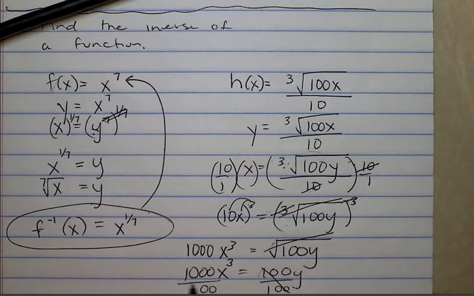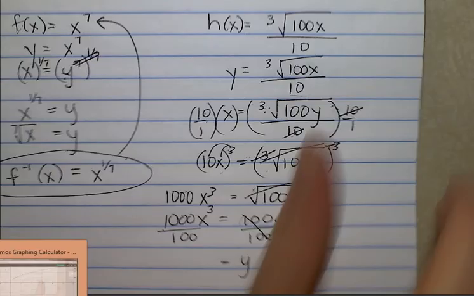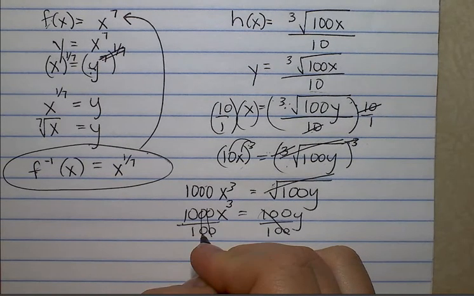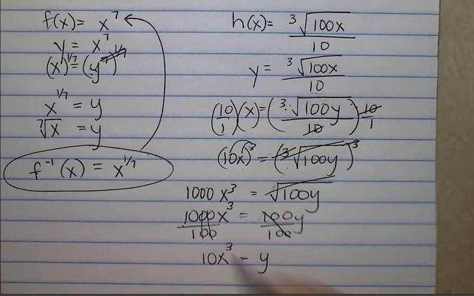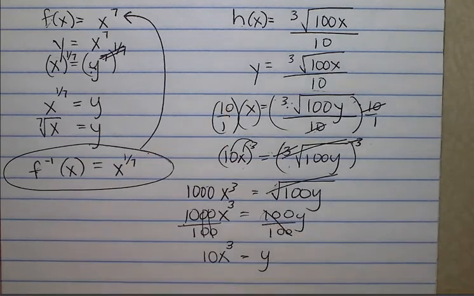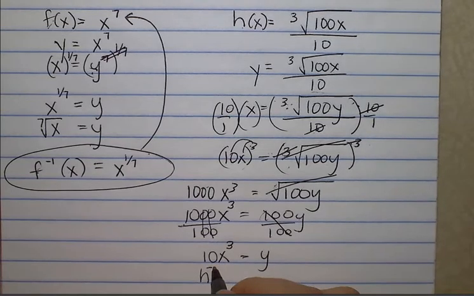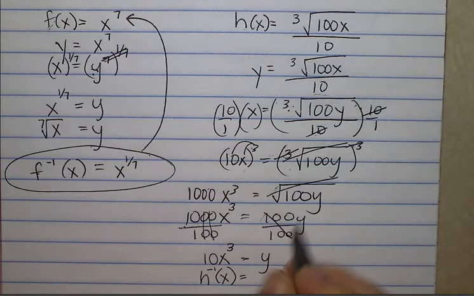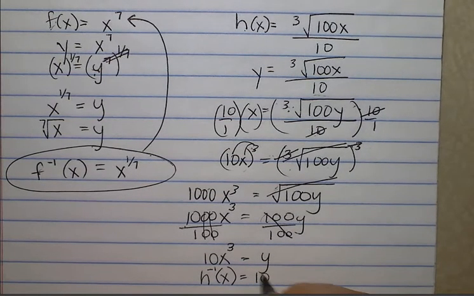And 1,000 divided by 100, well, I can cancel out a 0 for a 0, and you'd be left with 10x cubed. This original problem had an h, so in inverse notation, it'd be h with a little -1, representing that it is the inverse of the original function h of x equals 10x cubed.